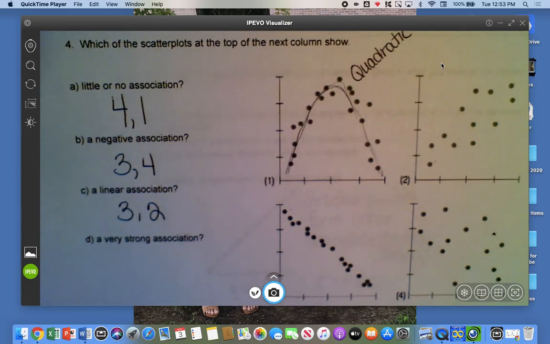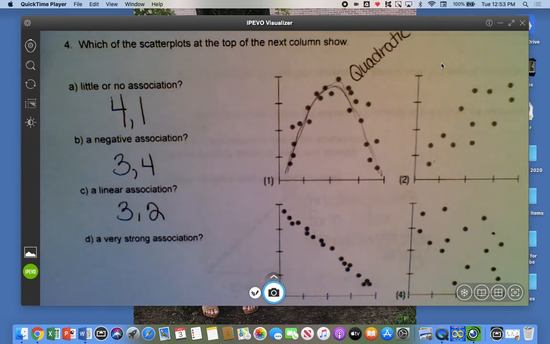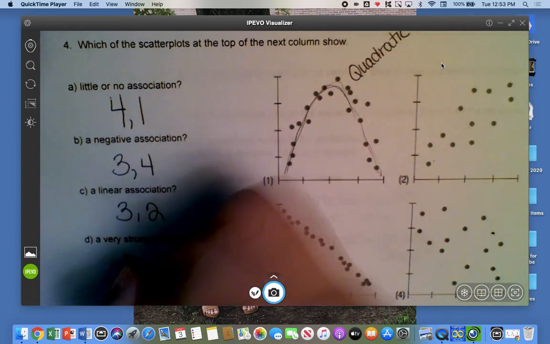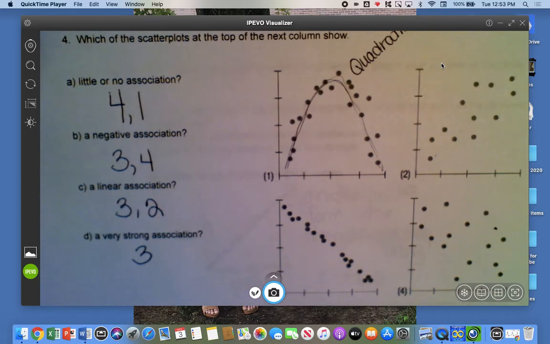All right, and then the last one. Which one is a very strong association? What would 4D be? Very strong association. Which one is it? 3. And on that one, I would probably only stick with 3.